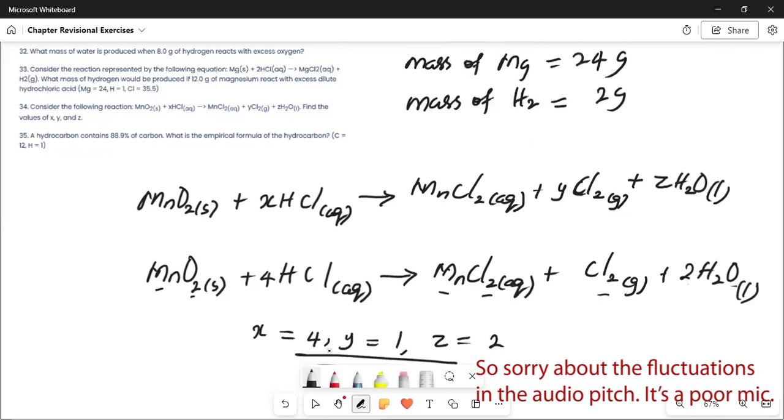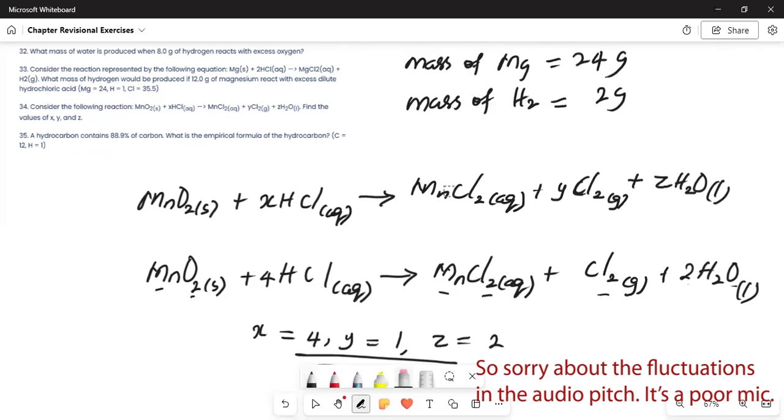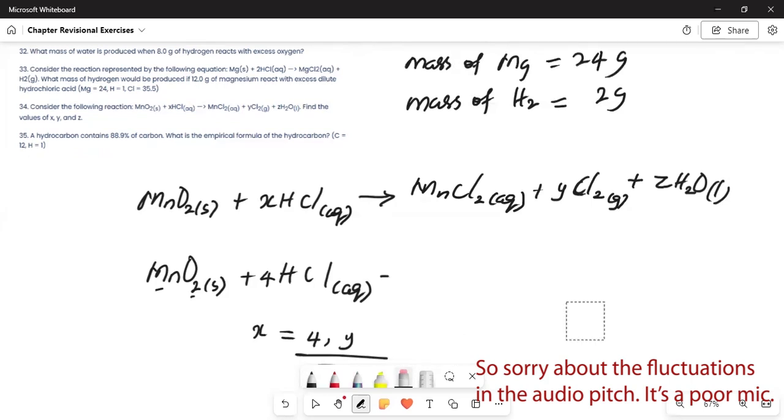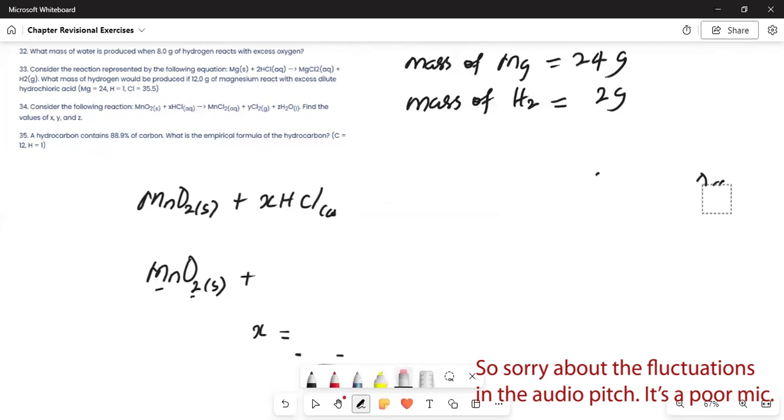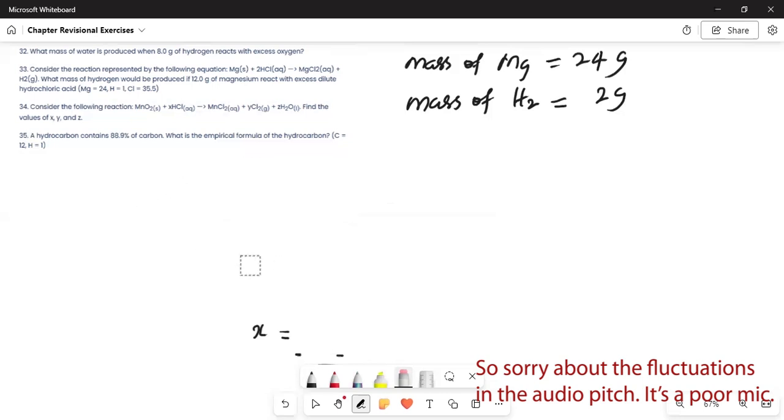And finally, the hydrocarbon contains 88.9% carbon. What is the empirical formula of the hydrocarbon? They give us only one percentage there. Does it mean the question is not correct? It is correct. A hydrocarbon is only carbon and hydrogen. And so if the percentage by mass of carbon is 88.9%, percentage is out of 100.